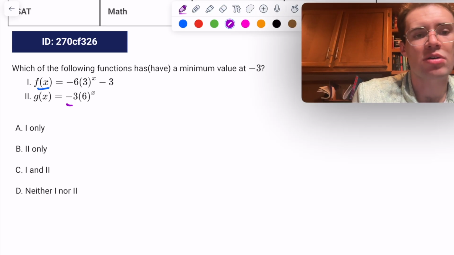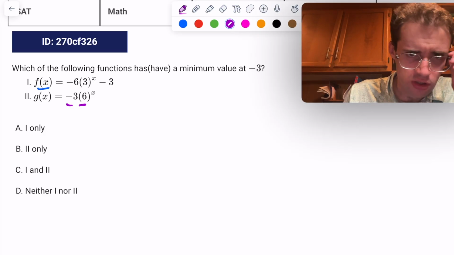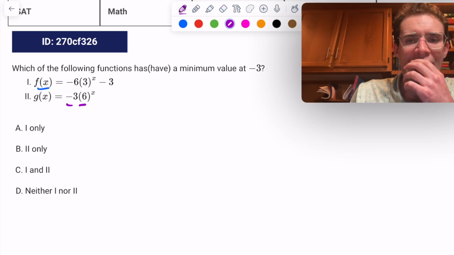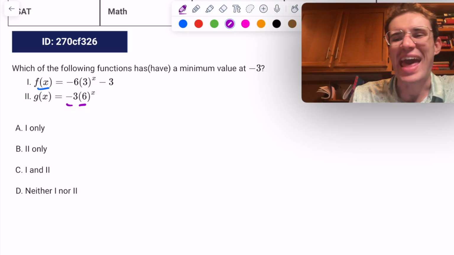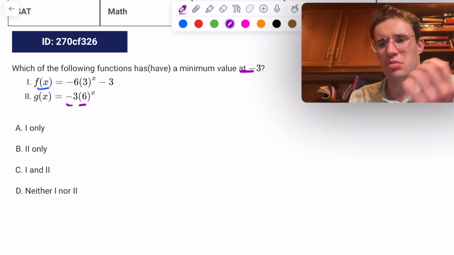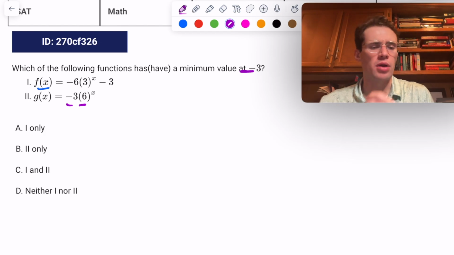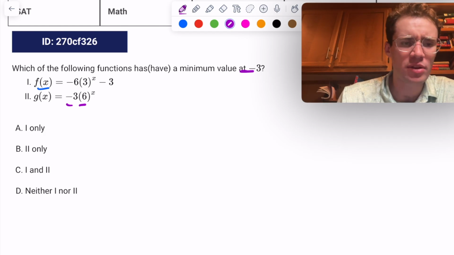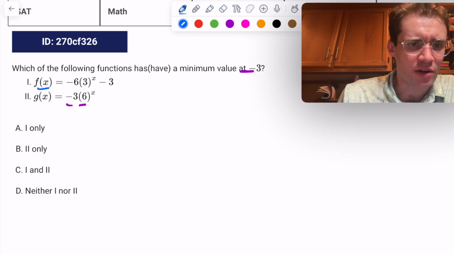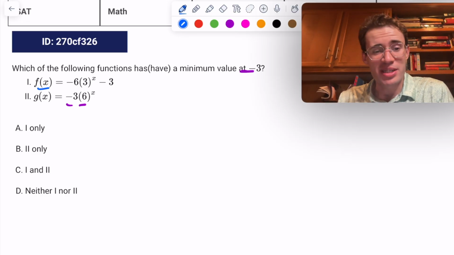So when x is equal to 0, it would be -3. And then our growth factor is 6. Okay, so which of the following functions has a minimum value at -3? When I say at -3, that makes me think it means when the x value is -3, because otherwise you'd say a minimum value of -3. So at -3, we could figure it out. I mean, one way you could do this is just type them into Desmos and check.